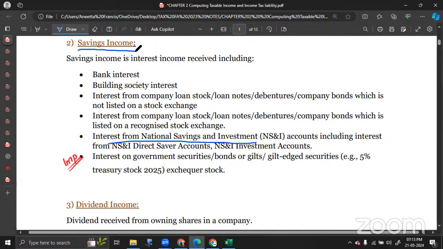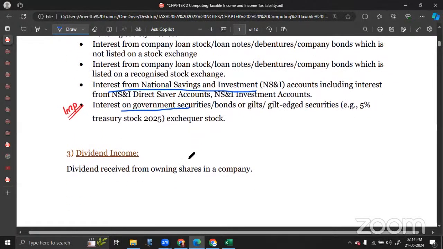If it is taxable, it can either be non-savings, savings, or dividend. And keep in mind, for non-savings, the rate of tax is 20, 40, and 45. Savings also it is 20, 40, and 45. For dividend income, the rate of tax is different. Savings income and dividend incomes are eligible for nil rate as well. Okay, and don't forget, interest received from government securities, gilt-edged securities, and bonds are also exempt income as well.